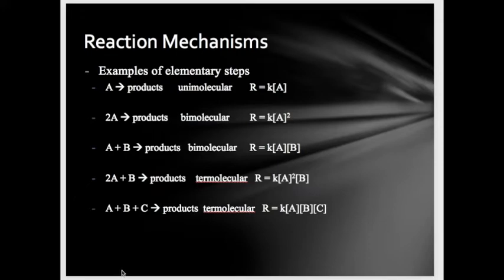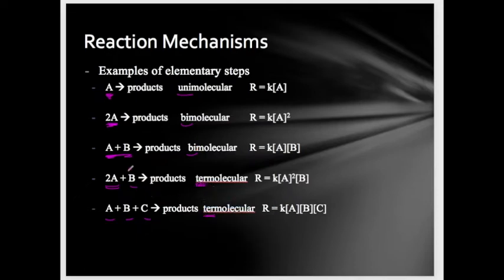So we have names for some of these types of elementary steps. If an elementary step just has one molecule, we call it unimolecular. If it has two molecules, like these next two examples, either two molecules of A or one of A and one of B, two molecules reacting overall, we call it bimolecular. But if it's three molecules, for example two of A and one of B, or one of A, one of B, one of C, we call it termolecular.